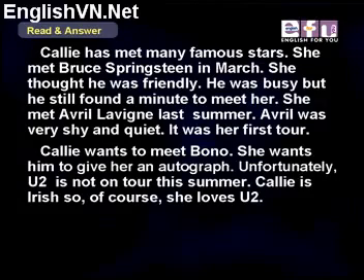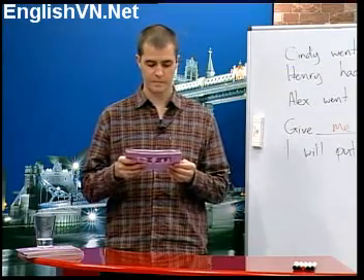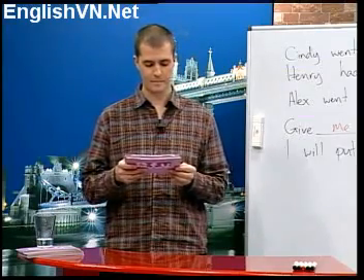Kelly wants to meet Bono. She wants him to give her an autograph. Unfortunately, U2 is not on tour this summer. Kelly is Irish, so of course she loves U2. Now listen and answer these questions. Number 1. What is a groupie?